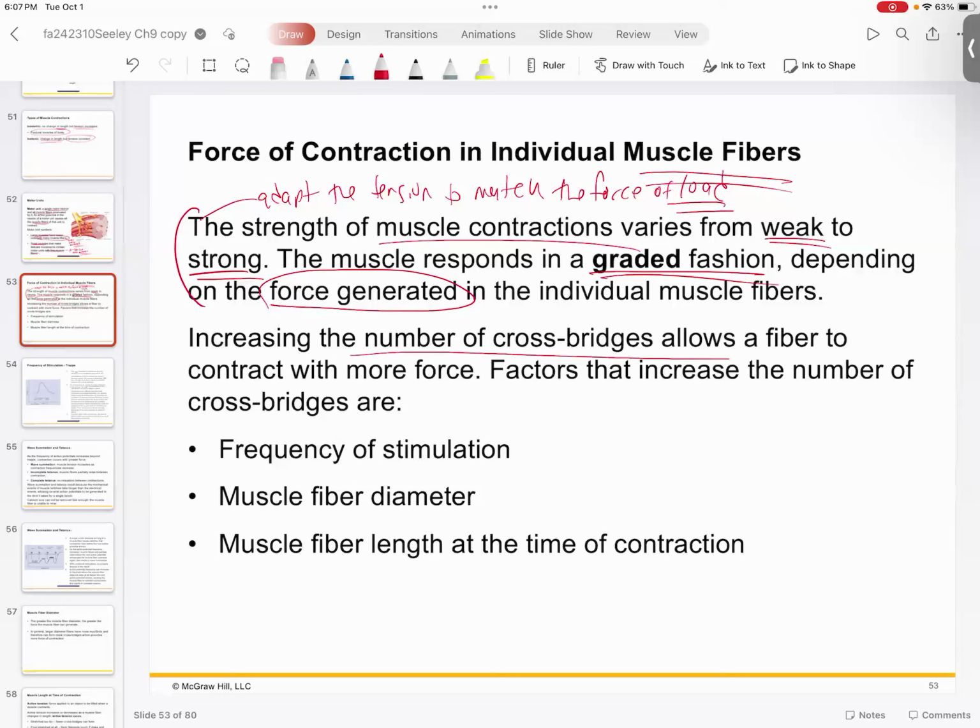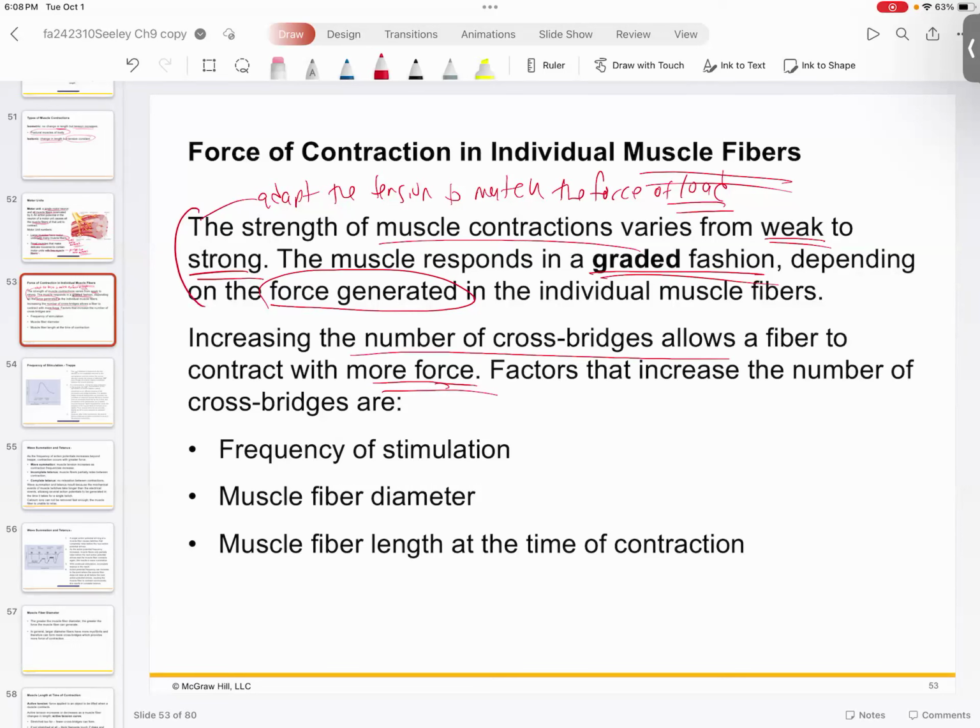So if you basically increase the number of cross bridges, and you can only do this to a certain degree, because the amount of overlap you have in a sarcomere is fairly standard, right? But if you have just a little bit more myosin head attachment in a sarcomere, and you multiply that over thousands and thousands of sarcomeres, then you can get a cumulative effect that can create a lot more force in your muscle. Okay, so that's one thing you can do.